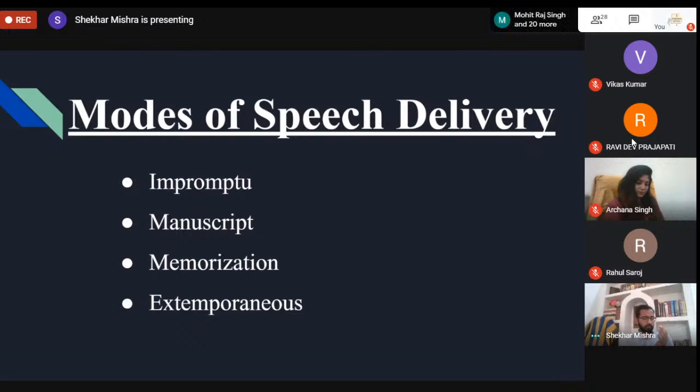Manuscript is not considered a good mode because you have written everything and you are just speaking. Sometimes it becomes monotonous because you don't feel, you just speak, go on. But it has some advantage, like you can keep it as a record, an office record. So overall, manuscript is not a preferred way of delivering a speech.